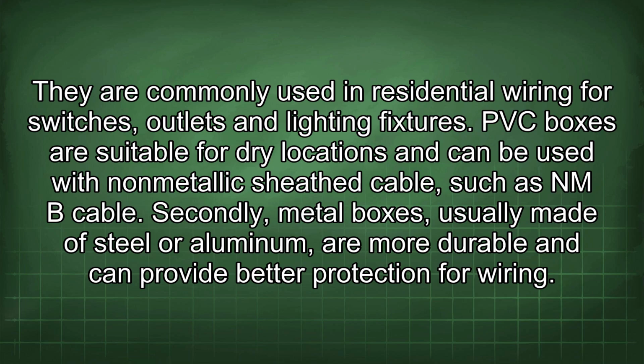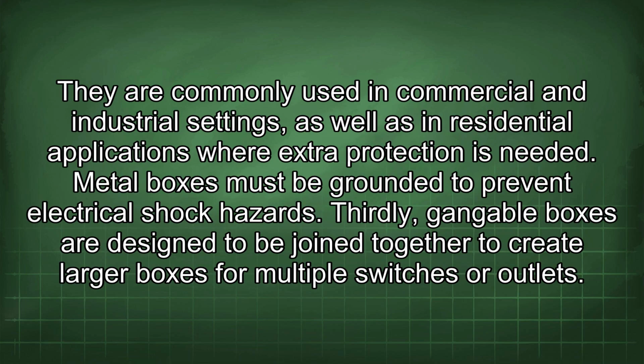Secondly, metal boxes, usually made of steel or aluminum, are more durable and can provide better protection for wiring. They are commonly used in commercial and industrial settings, as well as in residential applications where extra protection is needed. Metal boxes must be grounded to prevent electrical shock hazards.